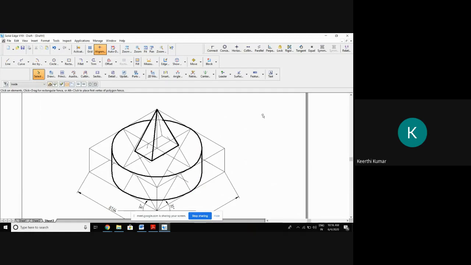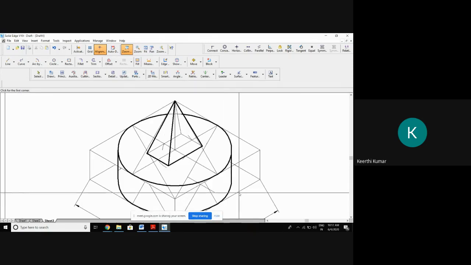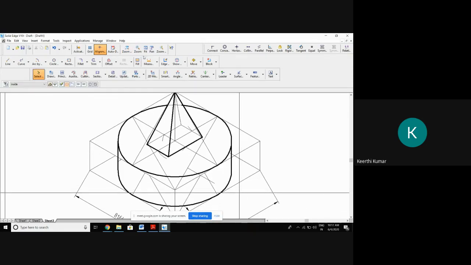Can you see? Cylindrical slab above that rectangular pyramid. Here, the only change, compared to the previous problem, is that the top body has a rectangular base. Earlier, we did a circular base, square base. We know how to draw if it is a square at the base, circle at the base. Now, if it is a rectangle, this is the method. Like this, your figure is supposed to look. Any doubts, please ask me.